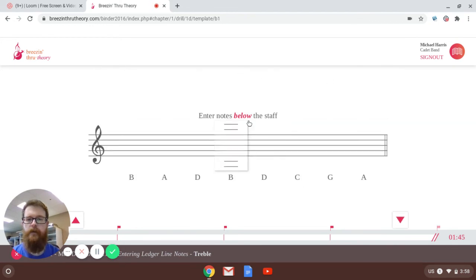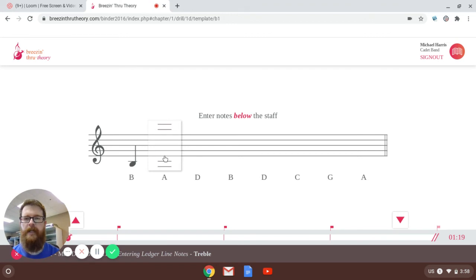If we're trying to do notes below the staff, we can do the same pattern, but we have to go backwards in the alphabet. If the lowest line is E, the space below it would be D. This line below that would be C, and the B would live there. We can do the same thing with an A. Just remember, if we're going down, we move backwards in the alphabet.